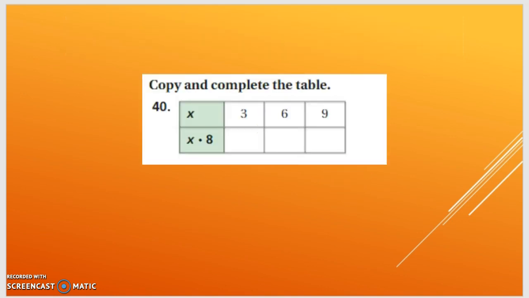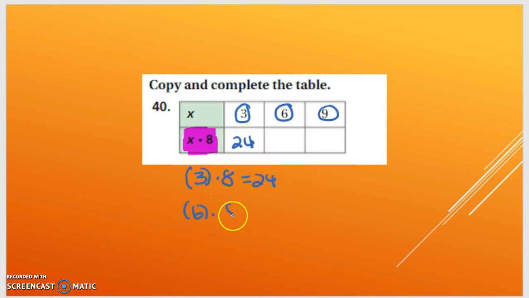For these ones, it says copy and complete the table. So we have an expression down here. Our expression is x times 8. Okay. So what I'm going to do is I'm going to plug each of my x values into that expression. So my first one would be 3 times 8, which is 24. And then I also have 6 times 8, which is 48.